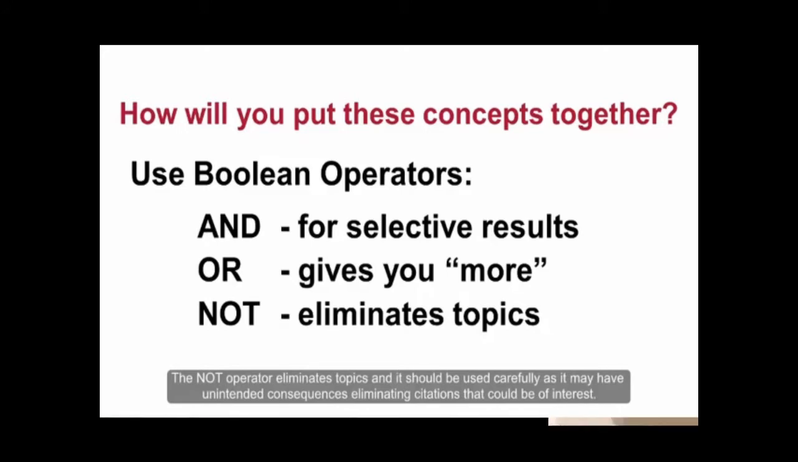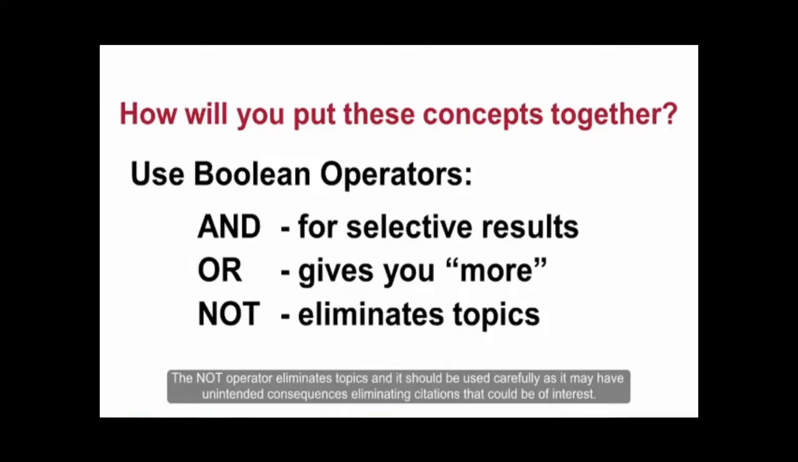Again, mentioned here are the three important Boolean operators or connectors. Again, AND, OR, and NOT. When we use AND, we narrow the search. That means we only look for selective results. And when we use OR, we want some more. And when we use NOT, that eliminates the topic or in any way filters the topic.